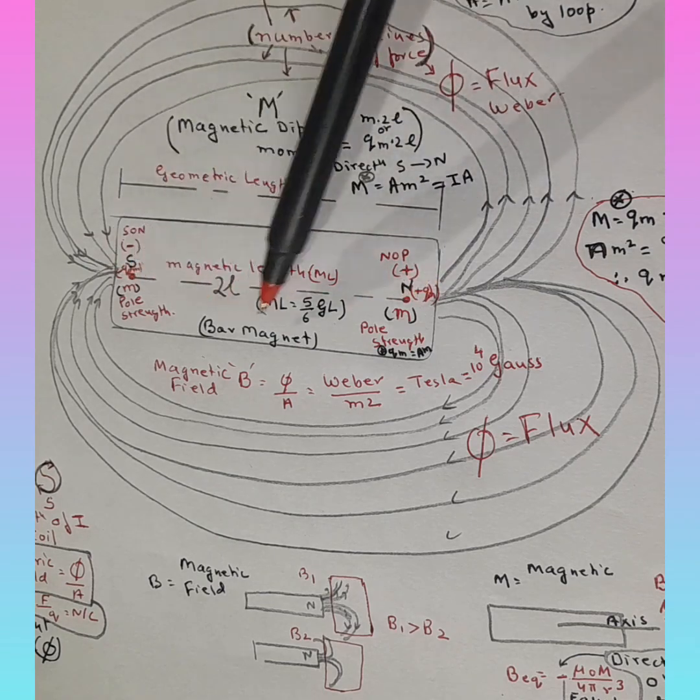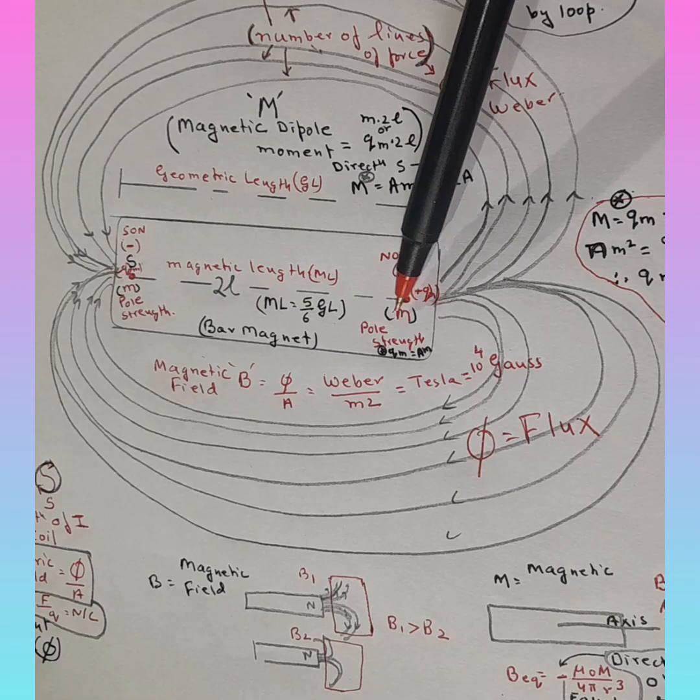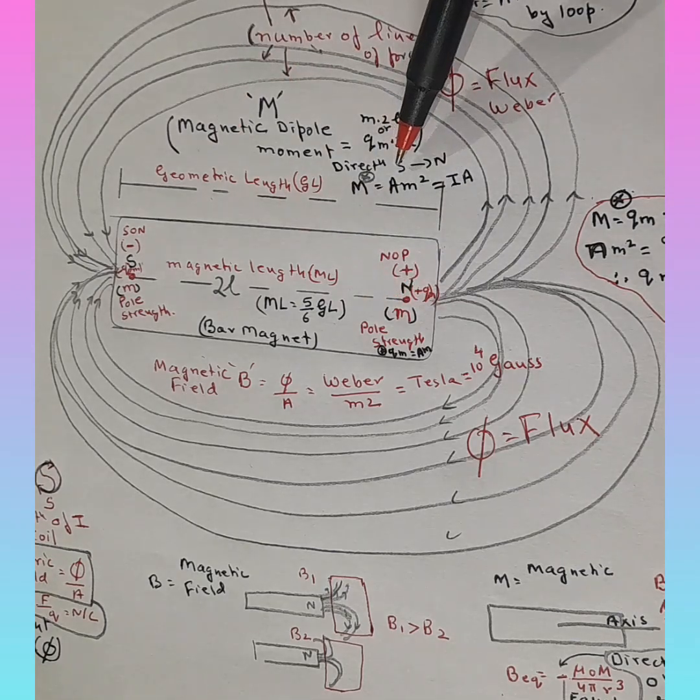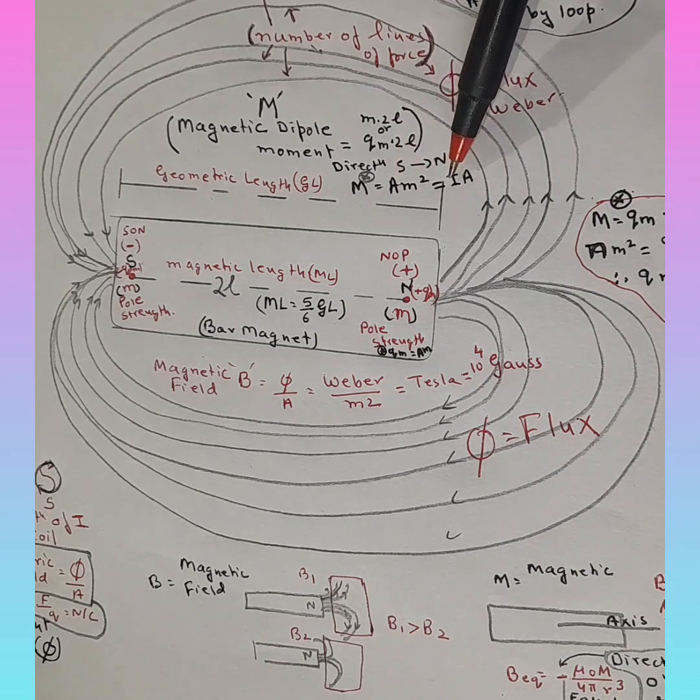So what is the direction of magnetic dipole moment? Direction of magnetic dipole moment is from south to north. Now let's talk about its unit. Its unit is ampere meter square. That is IA, where I stands for current and A stands for area. Alright. Now let's understand why is it so.